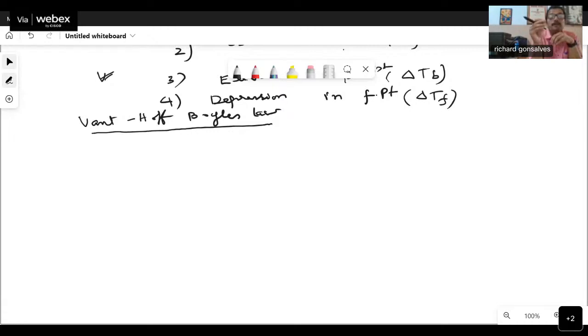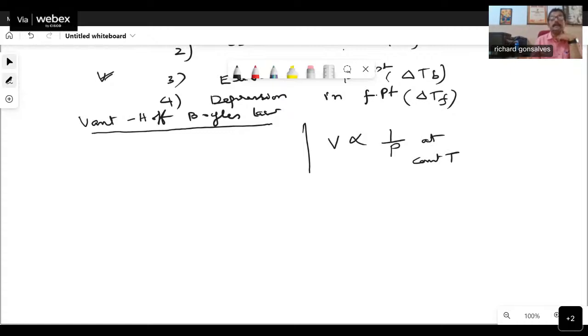Now let me explain what Boyle's law is. Boyle's law is the relationship between pressure and volume at constant temperature. Volume of a given mass of gas is inversely proportional to pressure at constant temperature. That is called Boyle's law.